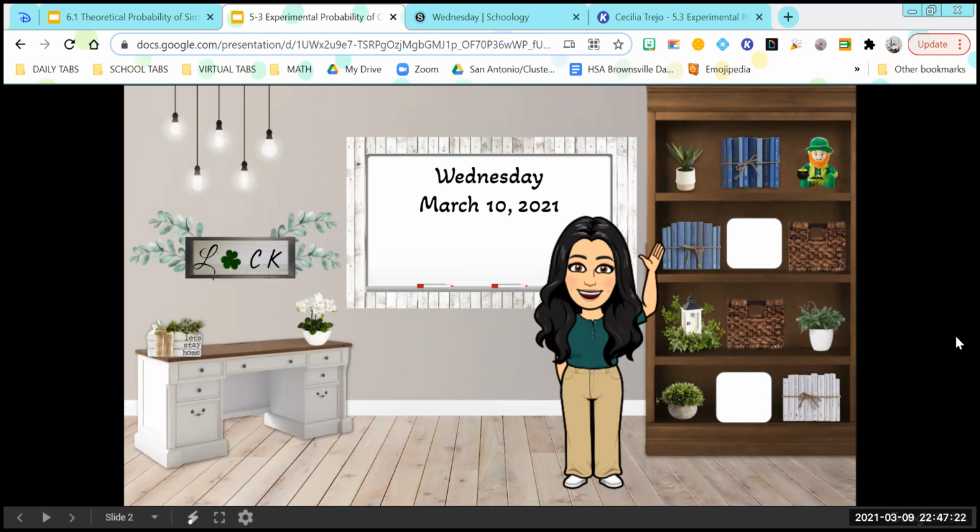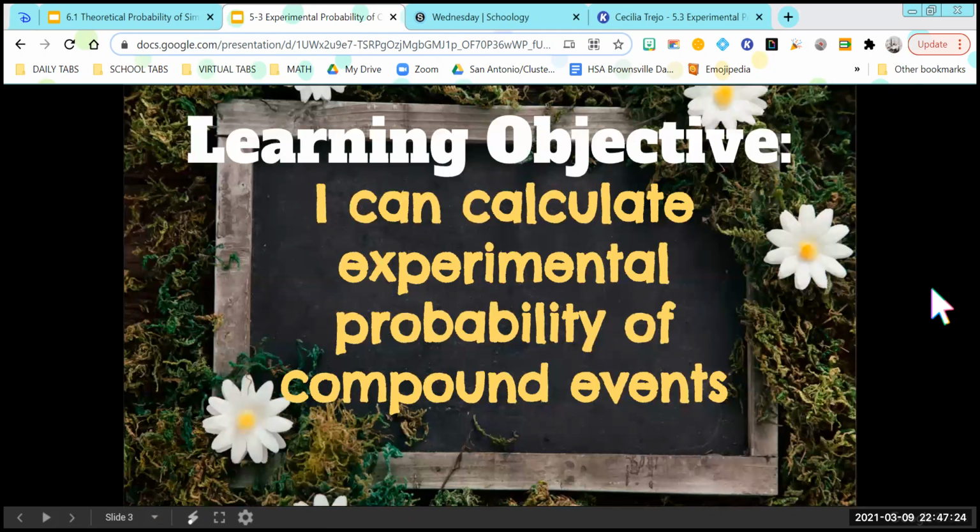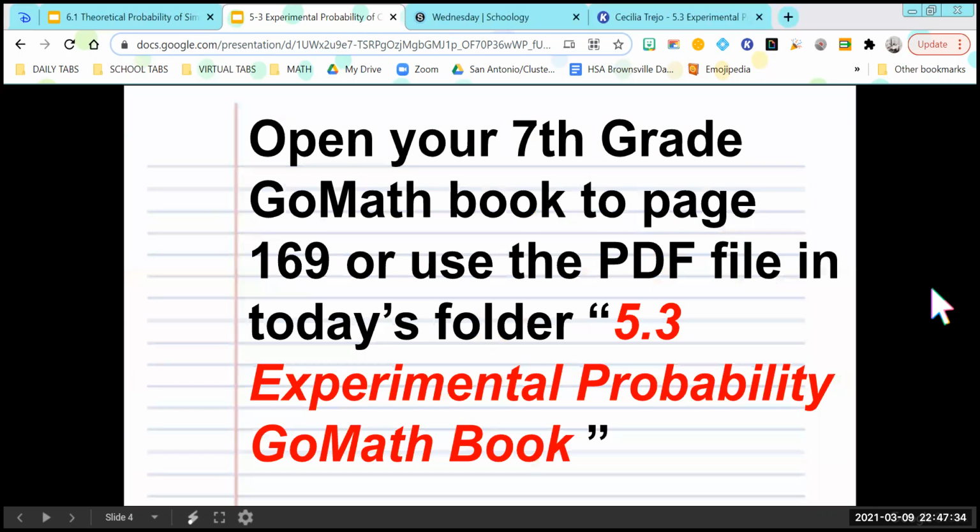All right, so this is our objective for today. We're going to calculate experimental probability of compound events. And that's what we're going to do for today's class. Go ahead, and at this time, if you have your physical math book with you, open it to page 169.